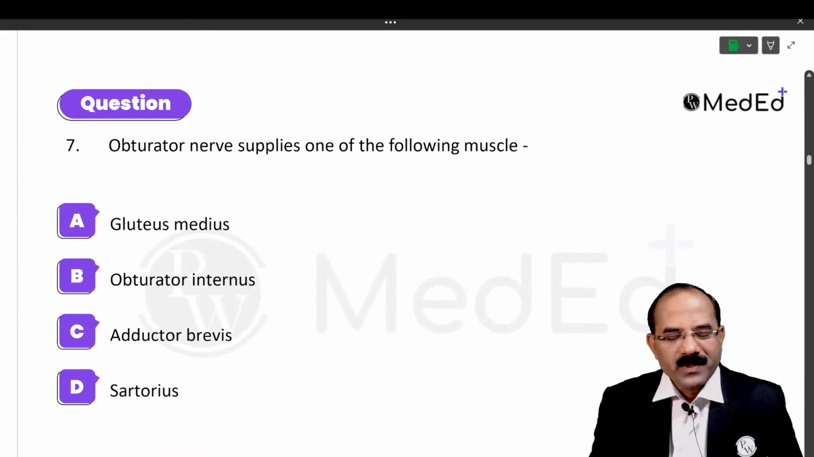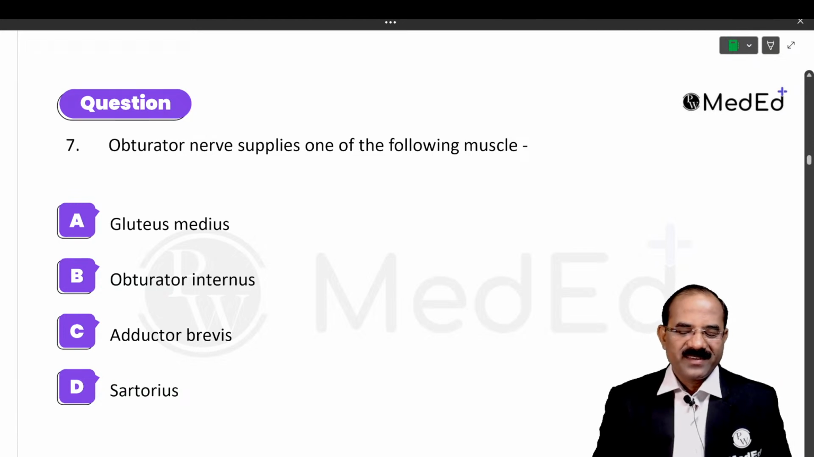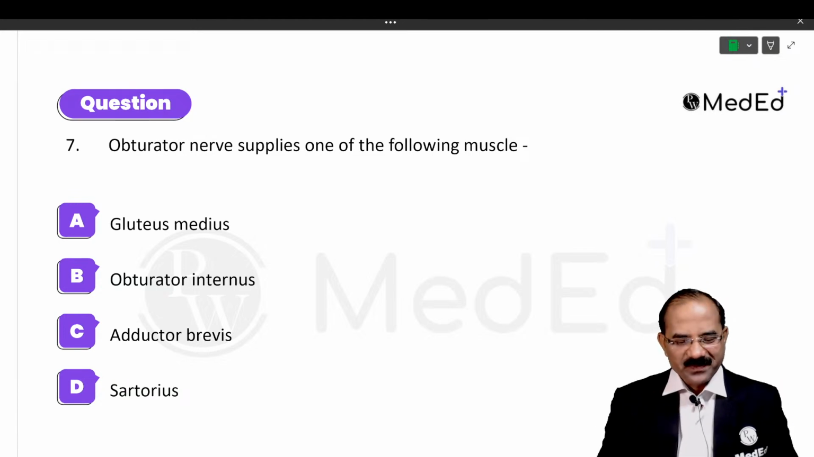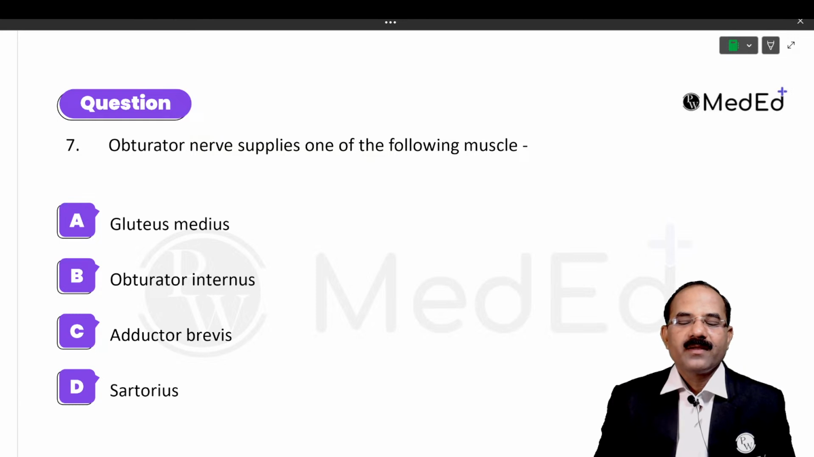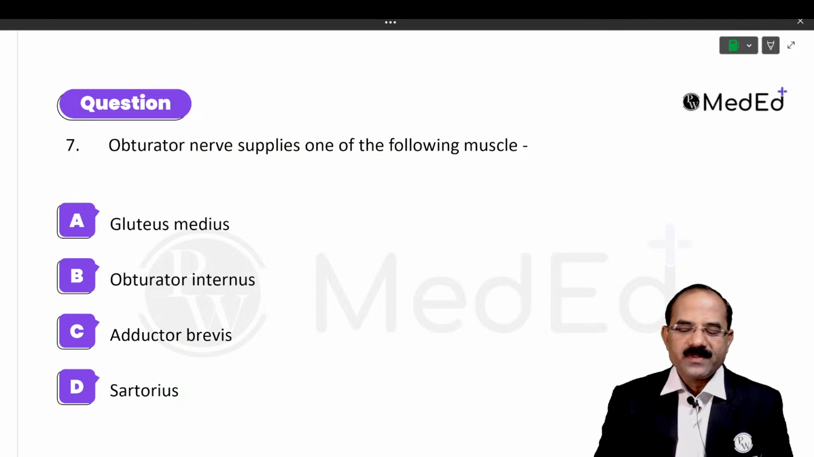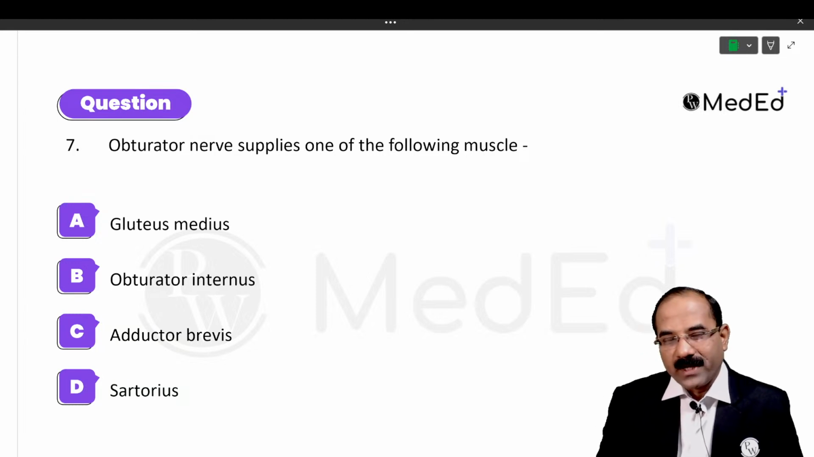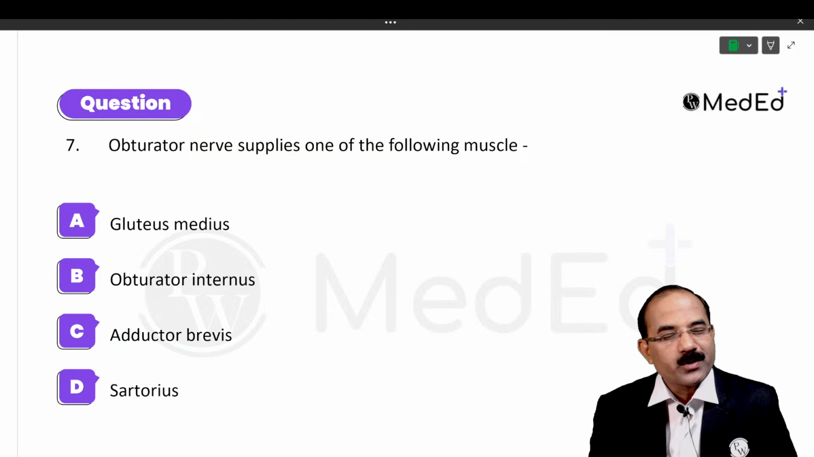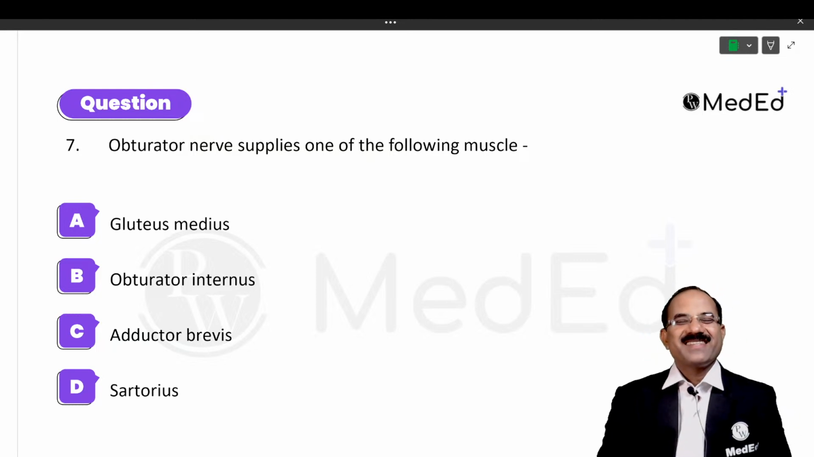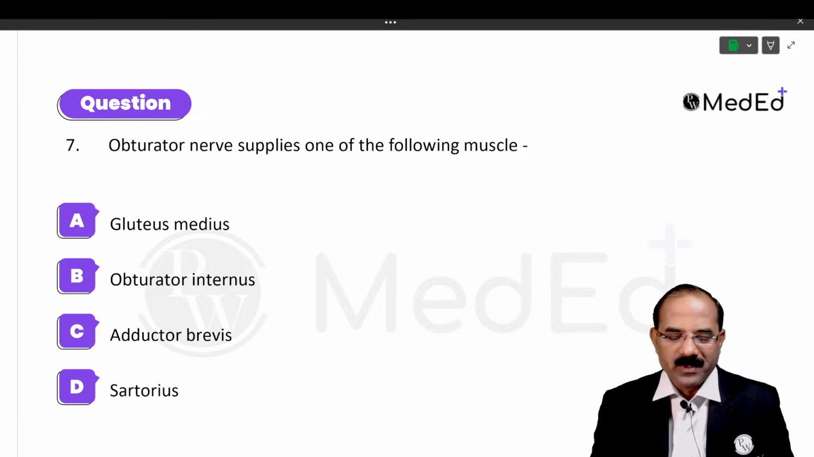ये आंसर करिए आप. Obturator nerve supplies one of the following muscles. चलो, can you answer this? बच्चों, आंसर करिए. What do you say? Obturator nerve कौन से कंपार्टमेंट को सप्लाई करती है? Which compartment of the thigh does the obturator nerve supply? Yes, the medial compartment. Correct. It supplies the medial compartment of the thigh.